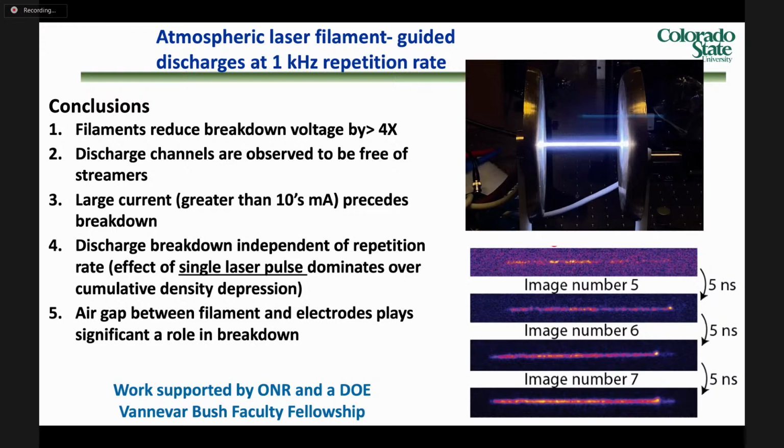In this filament, since this is a process of self-focusing and probably ionization, the filament itself is not quite uniform. So the question is whether you see any effects of this non-uniformity of the filament.